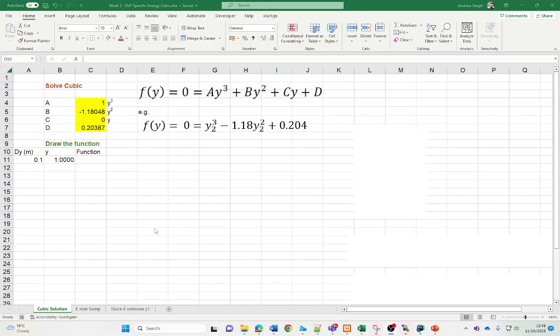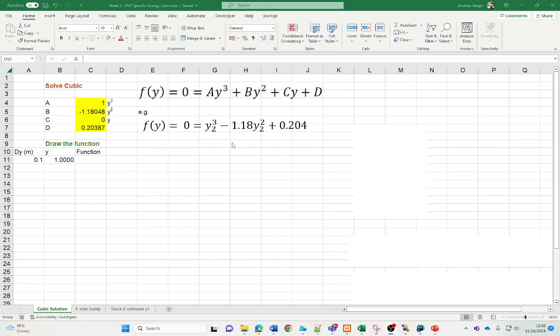Okay, I'm going to run through this week 2 Excel sheet, which is labelled week 2 RVF, rapidly varied flow, specific energy calcs. We're going to look here in the first tab, which is labelled cubic solution, and we're going to look at methods for helping us solve the cubic equation.